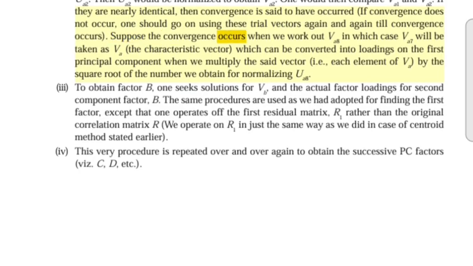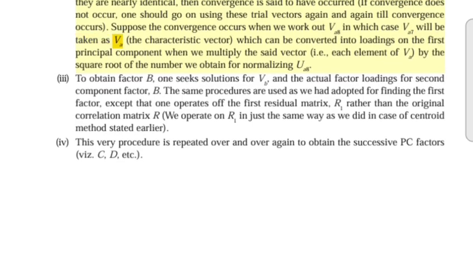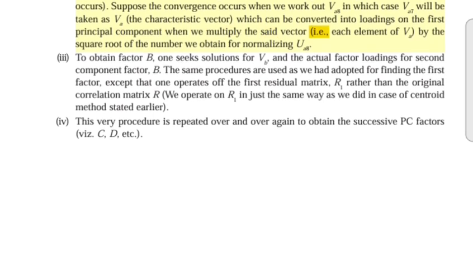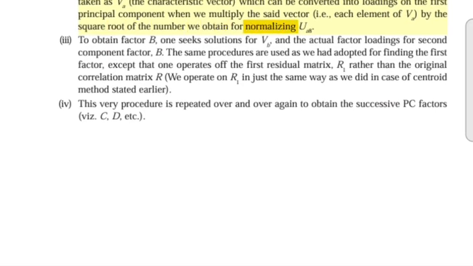If convergence does not occur, one should go on using these trial vectors again and again till convergence occurs. Suppose the convergence occurs when we work out VA8, in which case VA7 will be taken as VA, the characteristic vector, which can be converted into loadings on the first principal component when we multiply the said vector, i.e., each element of VA, by the square root of the number we obtain for normalizing UA8.